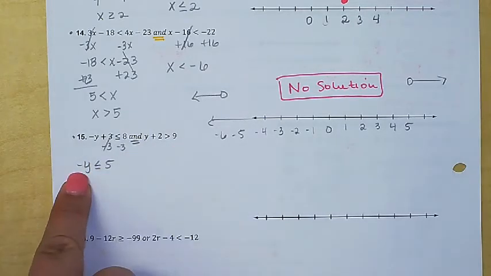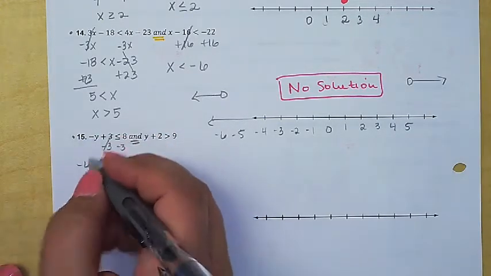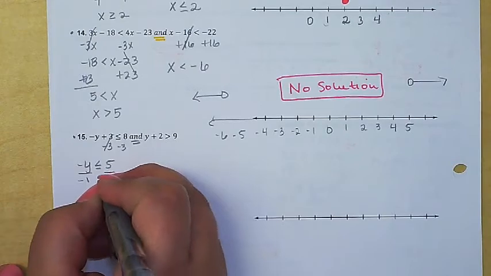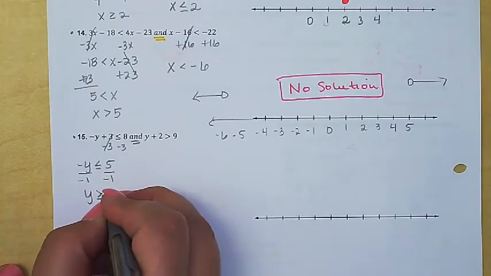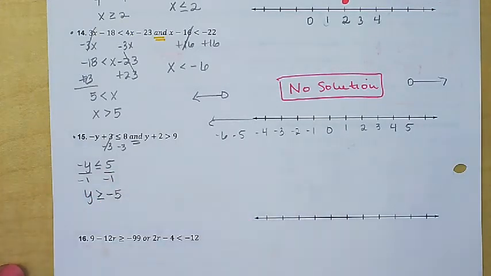And then I also need to take care of this negative. So I'm going to go ahead and divide by a negative 1 on both sides so that my y is positive. That's going to flip my sign. And then this is our first inequality in this and statement.